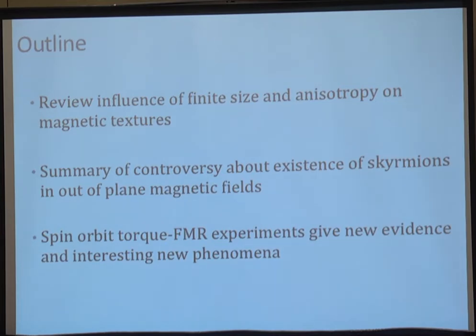This is a source of controversy. A number of groups have been arguing about where skyrmions exist in these materials. So I'd like to summarize basically what the controversy is about: the presence or absence of skyrmions when you place the magnetic field in the other direction. And then finally, I want to show you recent measurements done at Cambridge on spin orbit torque, which is FMR measurements, that give rise to modes that you don't see.